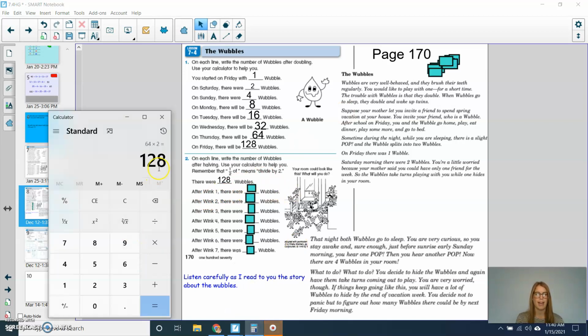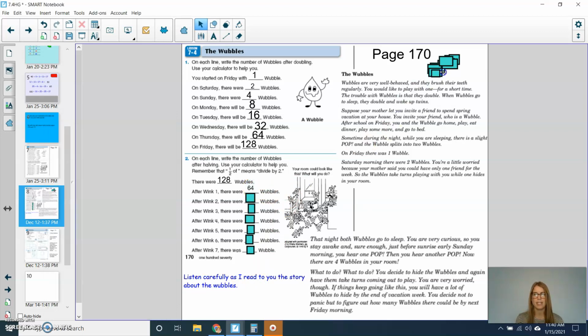In my calculator, I'm going to click clear first, and start fresh. I'm going to type in 128. Now I'm going to divide this time. My division symbol looks like this. Can you click divide, 2, and then click equals? What number pops up? 64. So after week 1, there are 64 Wubbles. Can you continue to click equals and divide each of your numbers to see how much you have after week 7? Press pause and play when you're ready to check.